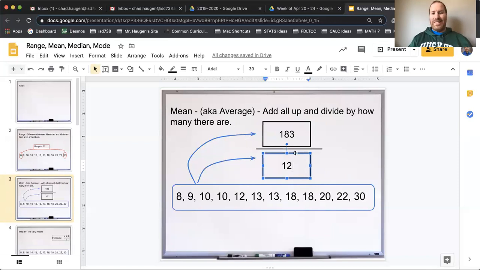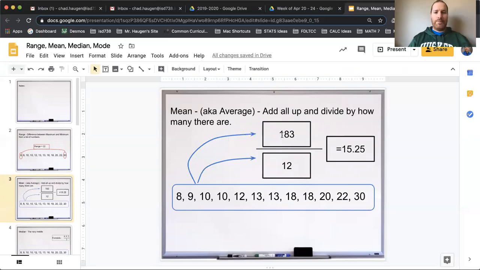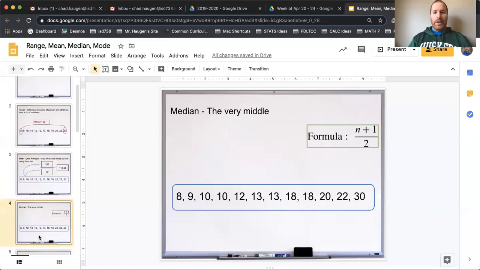That means that the mean is equal to 183 divided by 12. We would probably use a calculator to figure that out, and that's 15.25. That's what the mean is equal to, and that's how we find the mean: the total divided by the total number of items, which is often called the n value, the number of items in your list. And that's the mean.